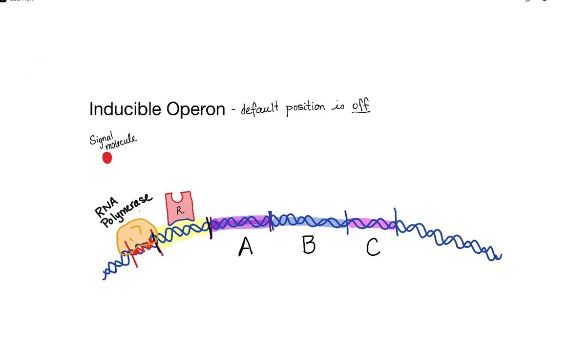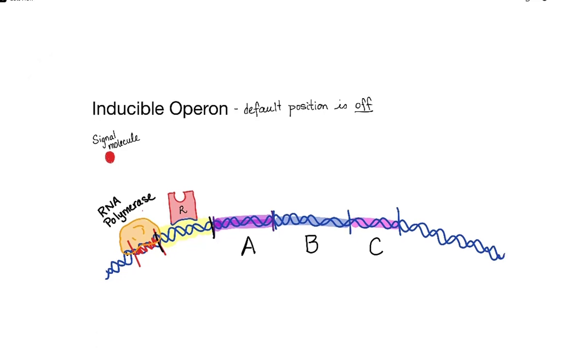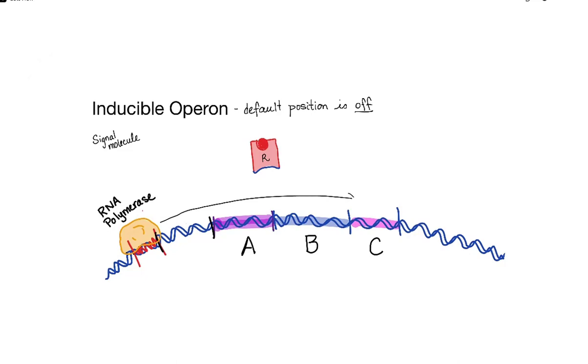How is it induced? Well, usually there's another molecule. In this case, I have a little red dot called the signal molecule that will bind to the repressor. And when that signaling molecule binds to the repressor, it causes a conformational change in the repressor that allows the repressor to leave the operator. When the repressor leaves the operator, there is no longer a physical blockade for RNA polymerase, and RNA polymerase starts moving downstream and doing its transcription.